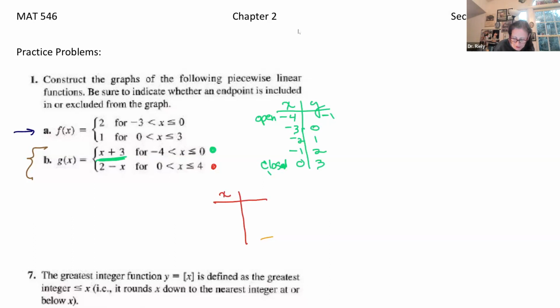And here's my X and here's my Y. This is in effect when X is less than or equal to 4. So I'm going to start out with a 4. That's going to be closed because I can equal it. And then X has to be greater than 0. So 4, 3, 2, 1, 0. And this one is going to be open because I cannot equal it. Okay, so I'm going to do the same thing. Plug in your 4. 2 minus 4 is a -2. 2 minus 3 is a -1. 2 minus 2 is a 0, 2 minus 1 is a 1, and 2 minus 0 is a 2.